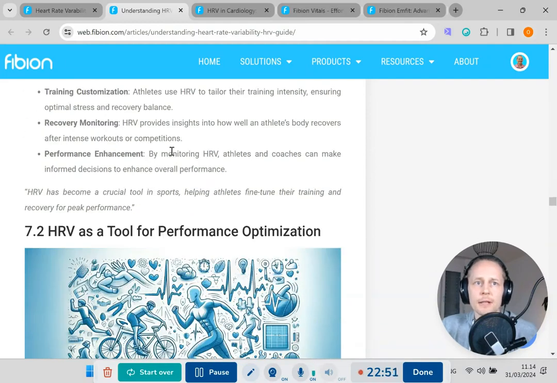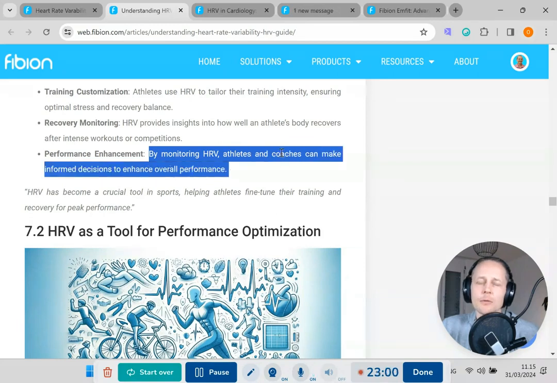And yeah, like I said, it can be used as a recovery monitoring. It can be used as a performance enhancement. So you can make informed decisions with the coach and enhance overall performance. You could also be measuring it in the daily life, outside of the training sessions, and the main point of those would be to be more in the recovery, that we don't stress the body too much.